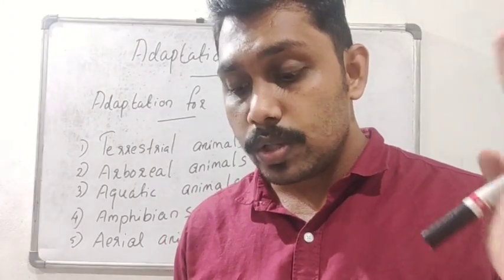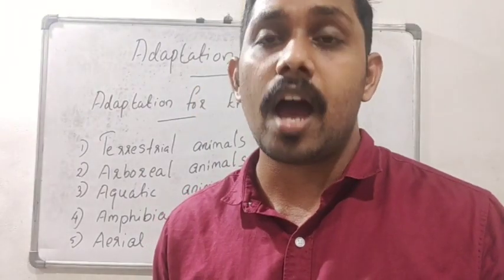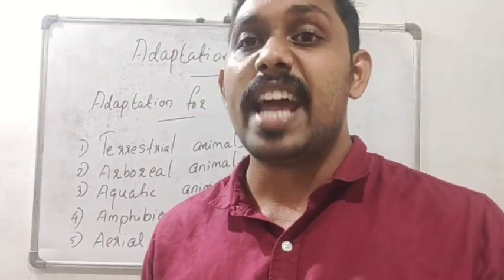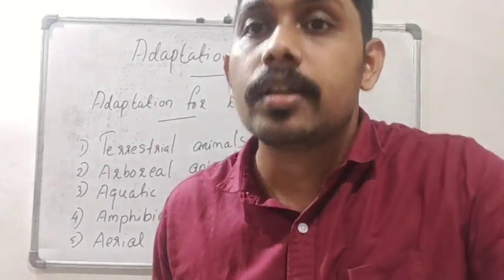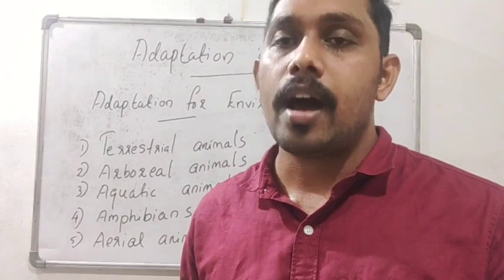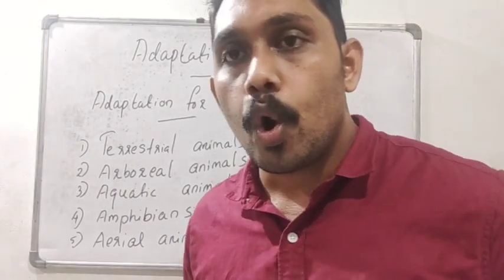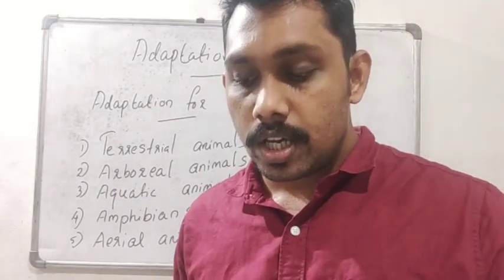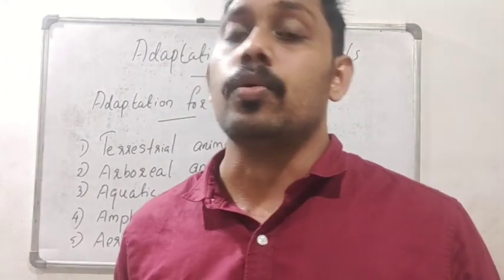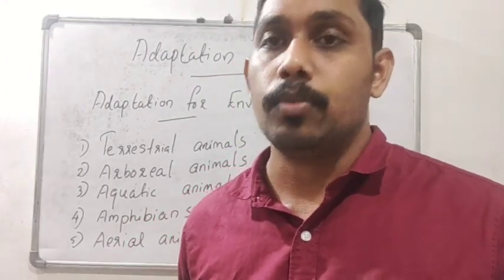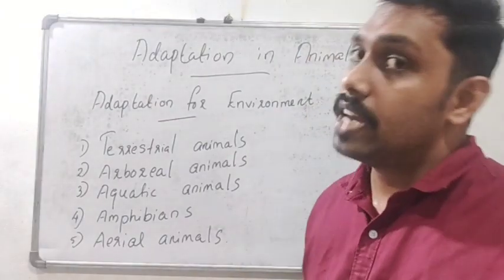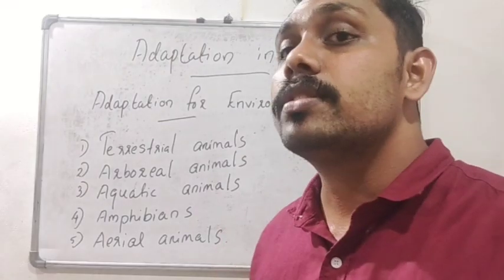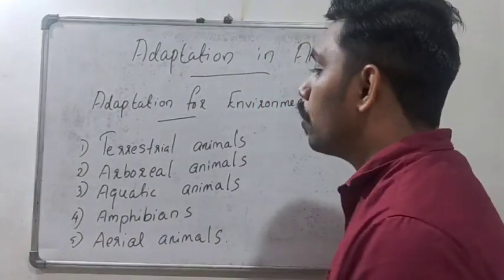Arboreal animals also have sharp claws to support them while climbing. They have sharp claws for support when they are climbing. So they have long limbs, a long tail, and sharp claws for climbing and support. Arboreal animals means the animals we can see mostly in trees. They are called arboreal animals.